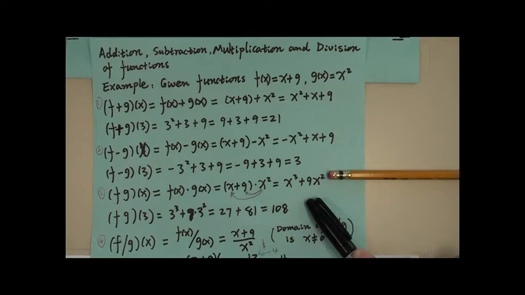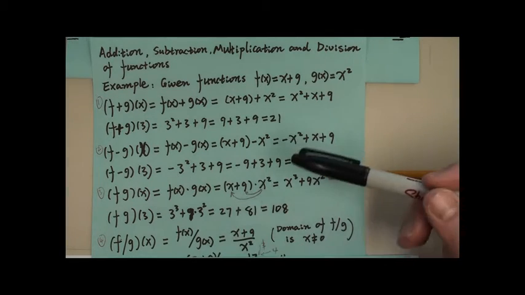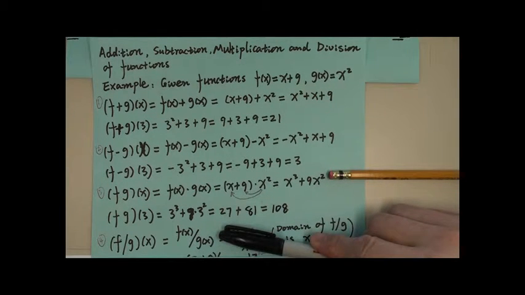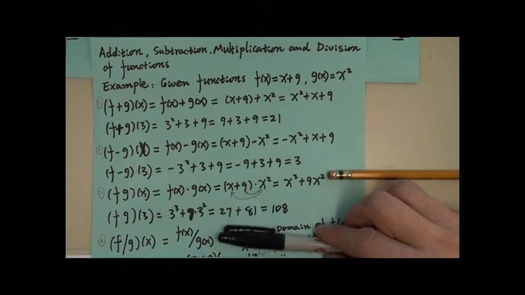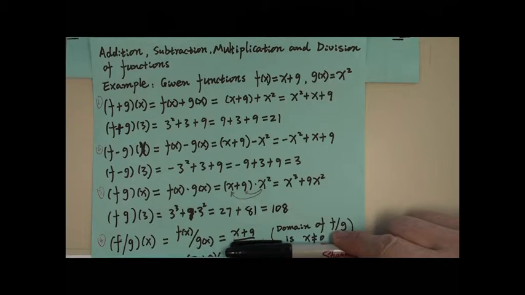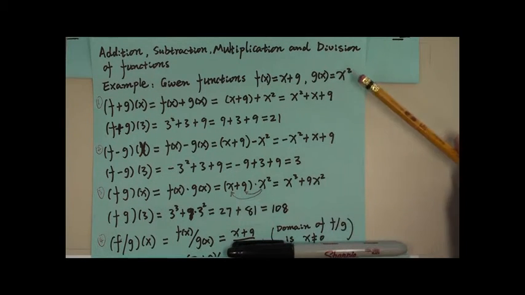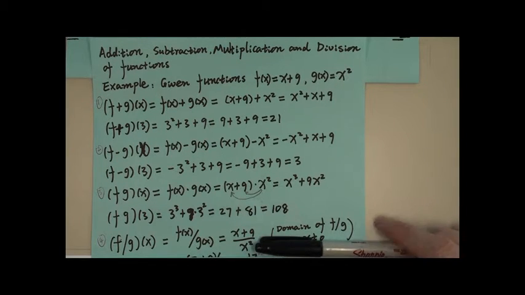Now, let's look at division. f divided by g is a new function of x. It's defined as f of x over g of x. Okay, so that's by definition, no reason. Now, f of x upstairs is x plus 9. So you put upstairs x plus 9. Downstairs is just x squared.